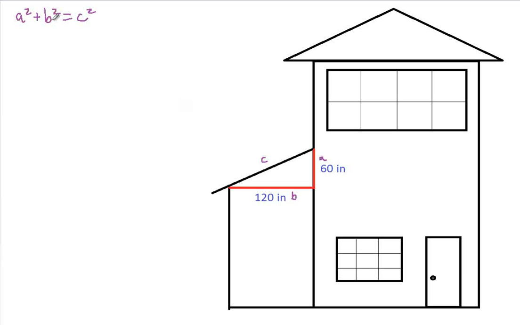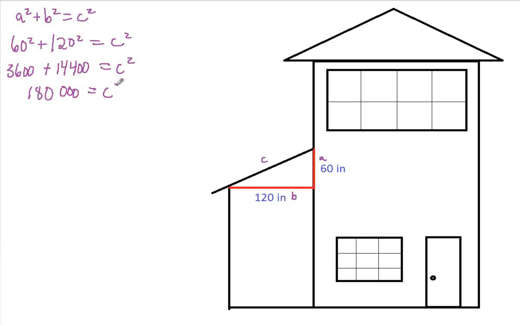is our hypotenuse. So a squared will be 60 squared plus b squared will be 120 squared, and that will give us our hypotenuse squared. 60 squared is 3600 plus 120 squared is 14,400, and that will equal c squared. Quickly add them up and we have 180,000 will equal c squared.